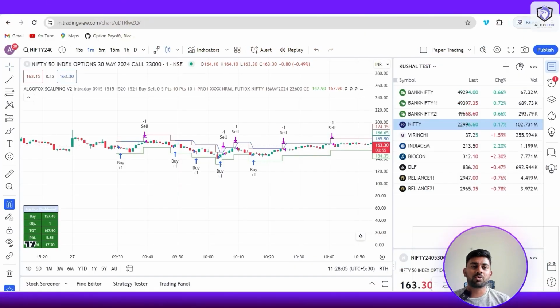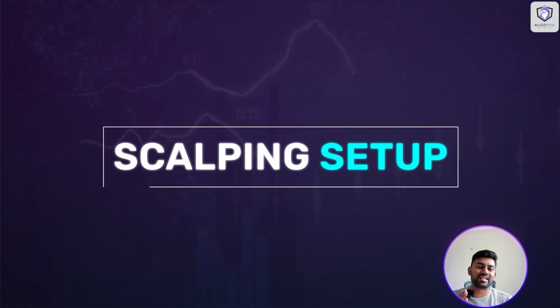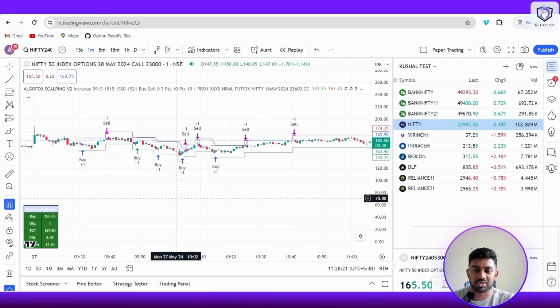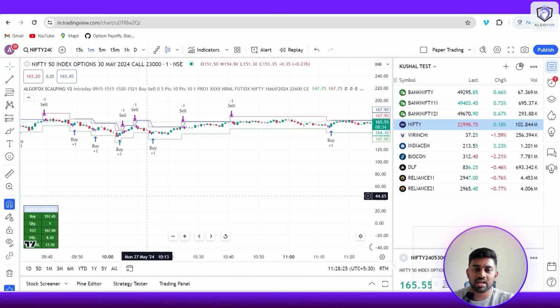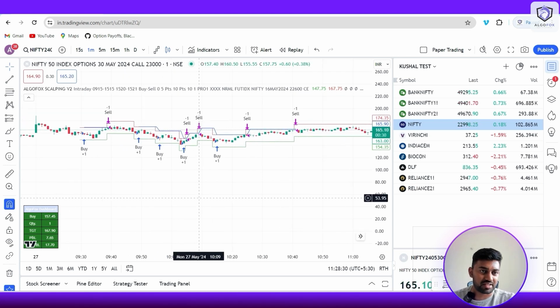In today's video, I am going to talk about a very interesting setup, and that is a scalping setup. This is a setup that is demanded by a lot of traders, and we thought we'll develop it on PineScript and roll it out to our end users. So this is how the strategy looks, and let me explain exactly how it works, what its features are, and what all can be adjusted.